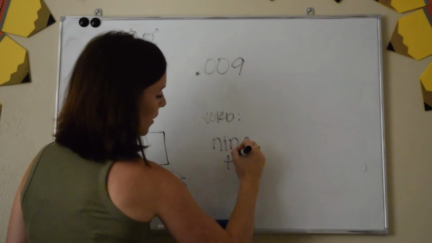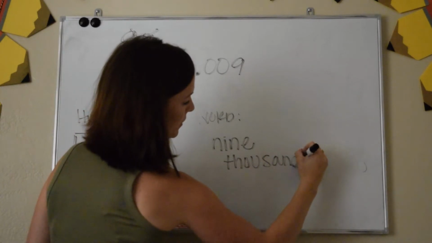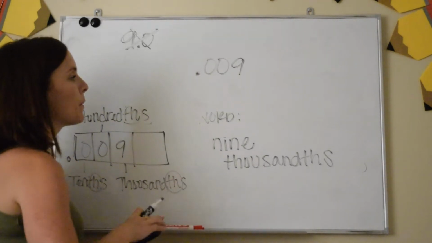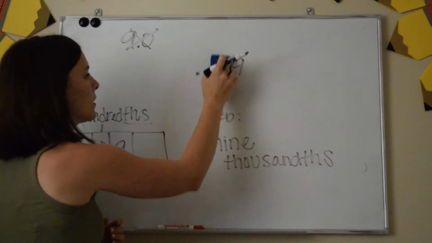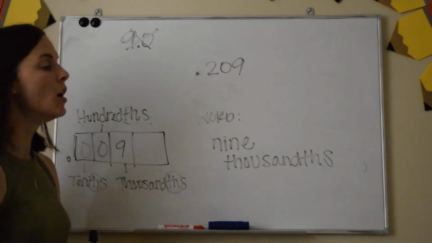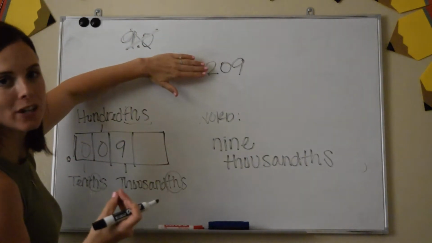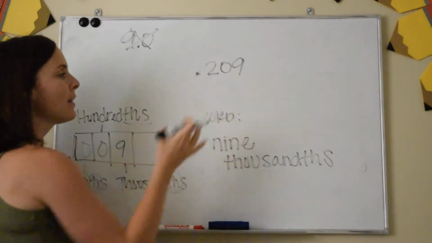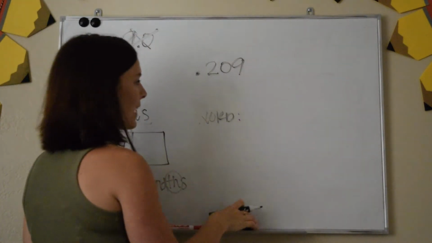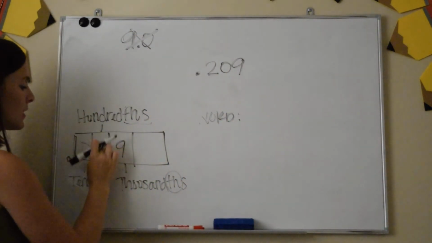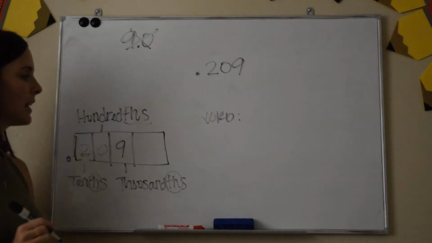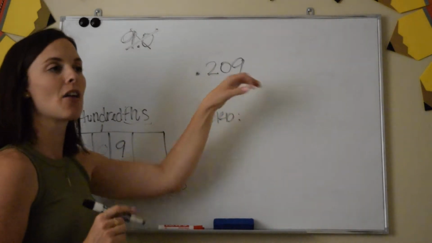9 thousandths. Just like that, 9 thousandths. What if I wanted to change it and I put a 2 and a 0? So now I have a 0.209. Well, how do you read that normally? You would say 209, right? So the only thing that changes when you're writing this in word form is you have to emphasize where that last digit falls. Well, the last digit is a 9, and it's still sitting in the thousandths place. So we're going to say this as 209 thousandths.